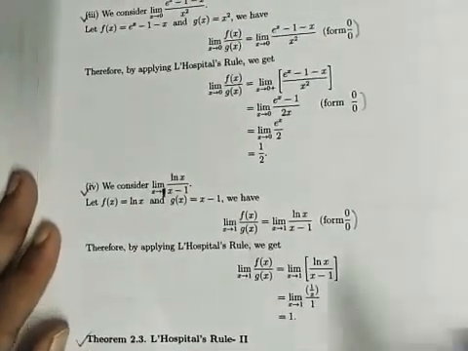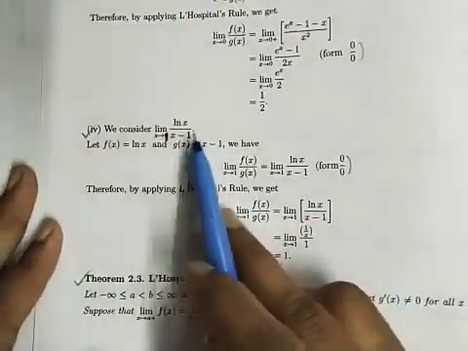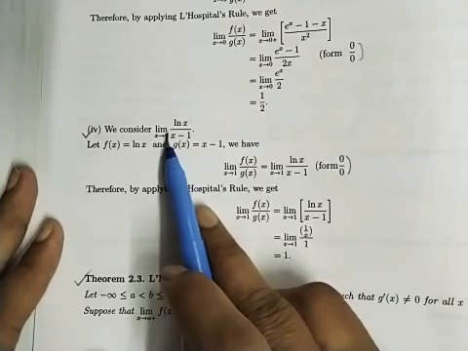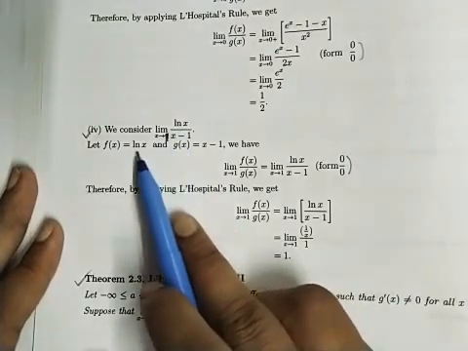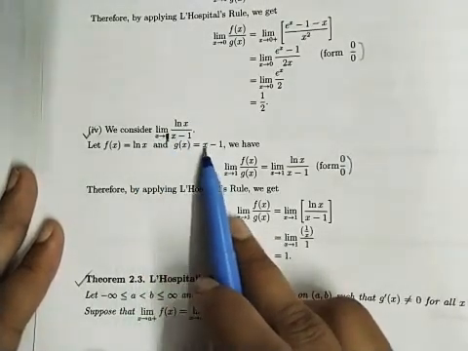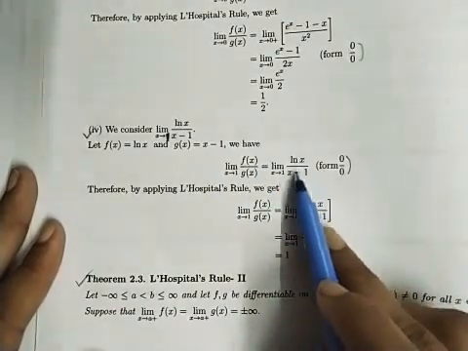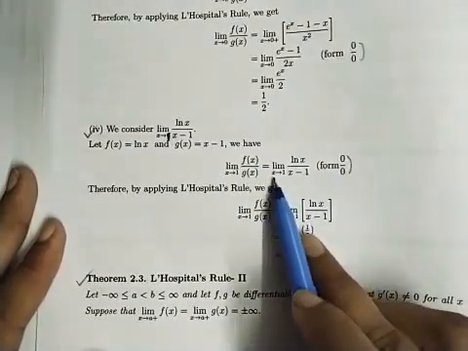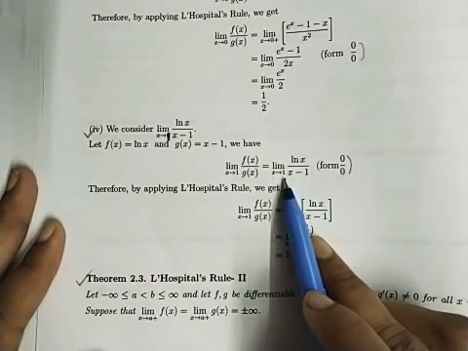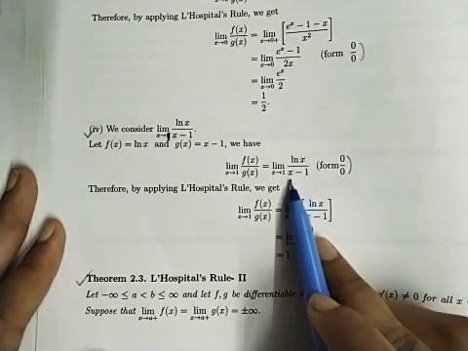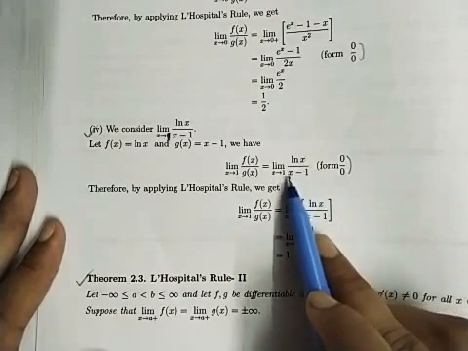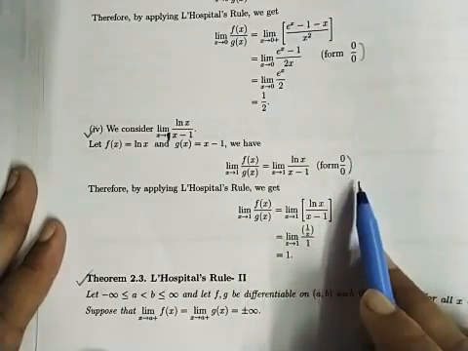Next example, so let limit x tends to 1, log x upon x minus 1. Let f(x) is log x, g(x) is x minus 1. So limit f upon g is limit of this given function. It is of the form 0 upon 0. Why? After applying limit as x tends to 1, what we get? Log 1 is 0 upon 1 minus 1, 0. So it is 0 upon 0 form.